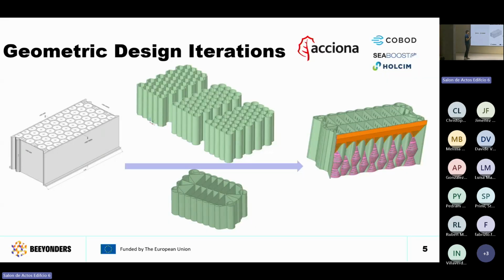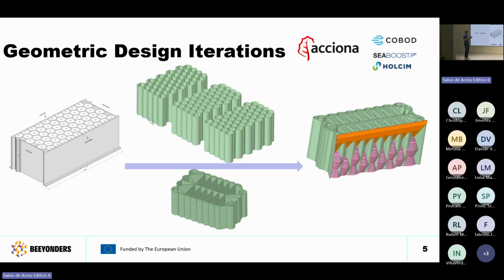The geometric design iteration is led by Acciona with participation of all the partners. We have gone through different iterations, transforming the traditional rectangular caisson to an optimized geometry 3D printable caisson. We also added modular biowalls on the surface of the caisson to bring bioreceptivity to the caisson. From a material perspective, we also add some water drop openings inside the caisson so that we can save material.